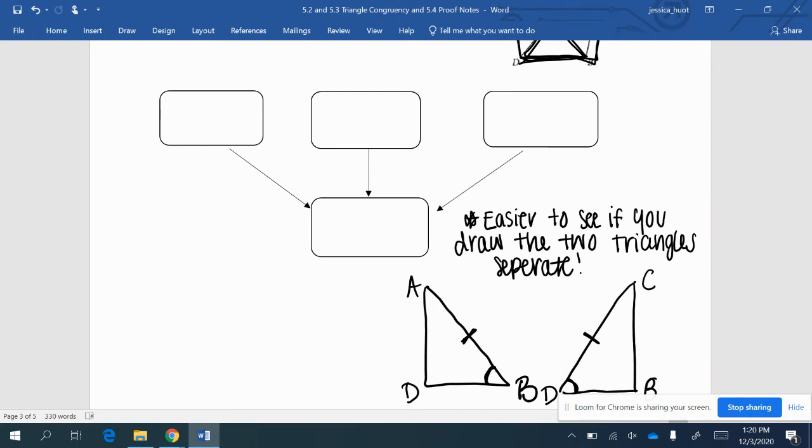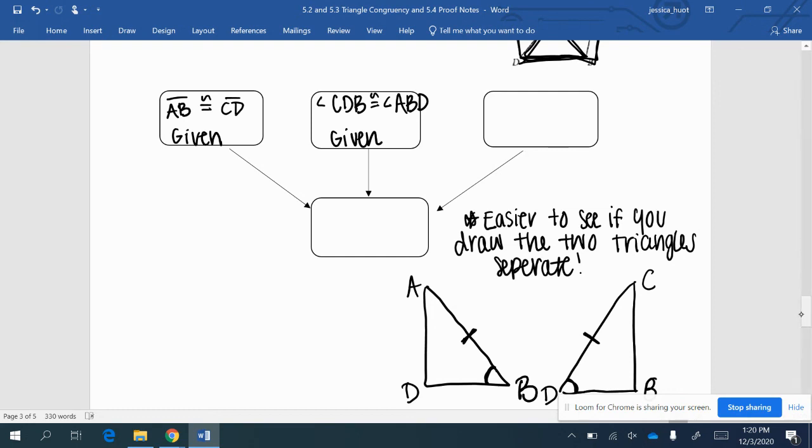So in our proof, I'm going to put that first box, first piece of information that we are given, segment AB is congruent to segment CD. Why? Because we were given that information. We were also given that angle CDB is congruent to angle ABD. That was given to us.